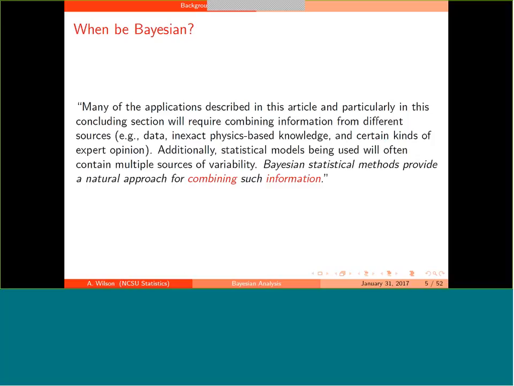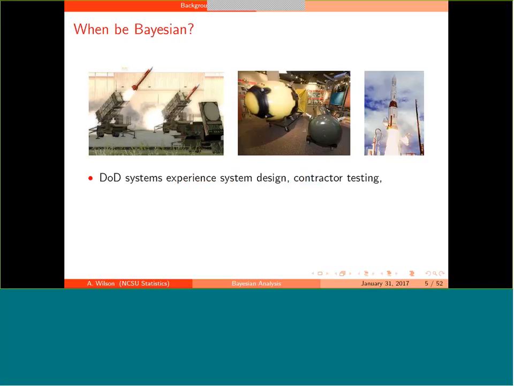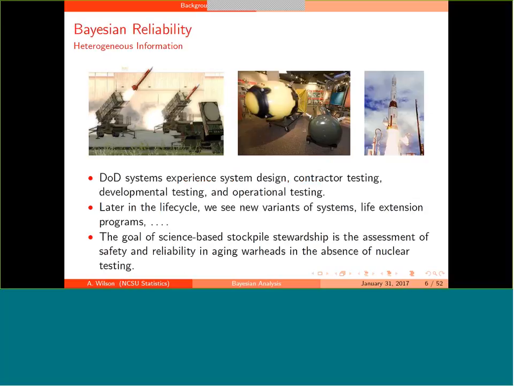And something that Bill and Ely said that I think is very true is that Bayesian statistical methods provide a natural approach for combining such information. So let's dig into that just a little bit and think about what that means. Let me start with an example of the kinds of problems that I tend to think about and where a lot of my academic work has focused.